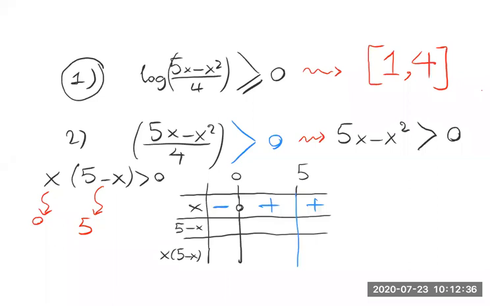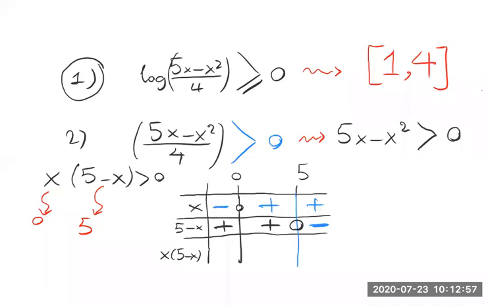5 minus x is 0 here. What about before that? For example, in this area, when x is 1, 5 minus 1 is 4. It's positive here. It's positive also here. But it's negative there. So after 5, for example, if you try 6, it would be 5 minus 6, which is negative 1. It's negative.